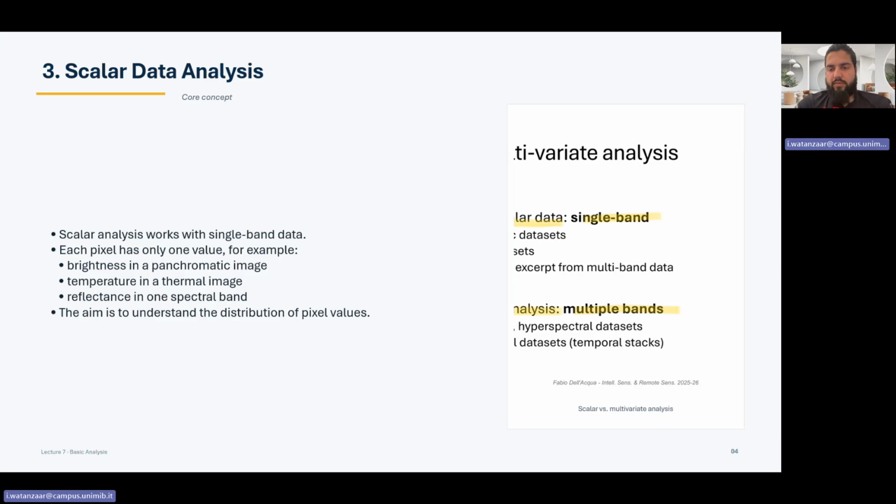So brightness in a panchromatic image is represented by one pixel value, as is temperature in thermal images, or reflection in one spectral band. This is more relevant to a single value per pixel, and this is exactly what scalar data analysis means. If you look at the reflection in a certain band, this is called scalar data analysis. The aim is to understand the distribution of pixel values. This is the main idea: how the pixel values are distributed across the whole image or the data set.